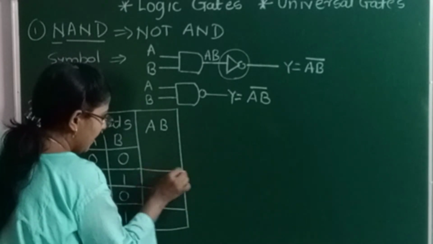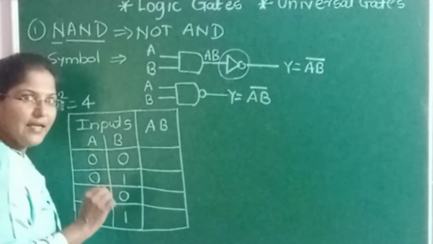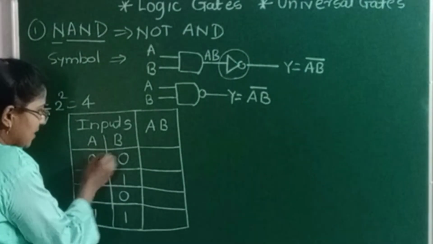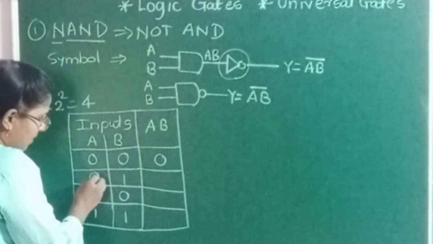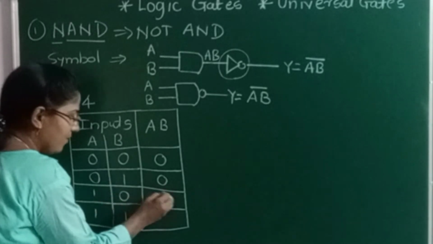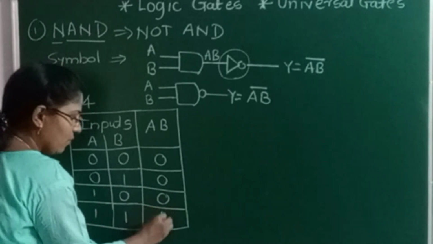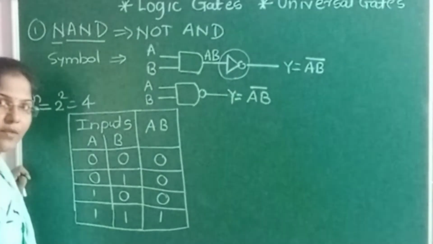First I will try to find out AB. So this AB is the output expression or Boolean expression of the AND gate. So the value of A is 0, the value of B is 0. So 0 into 0, 0. Then next one is 0 into 1, 0. 1 into 0, 0. 1 into 1, 1. So the output of the AND gate is 1 only if all the inputs are 1.